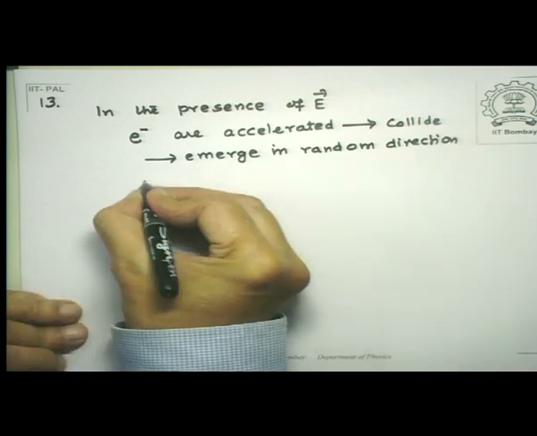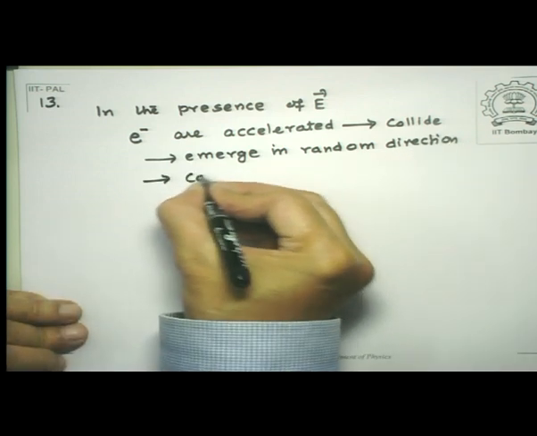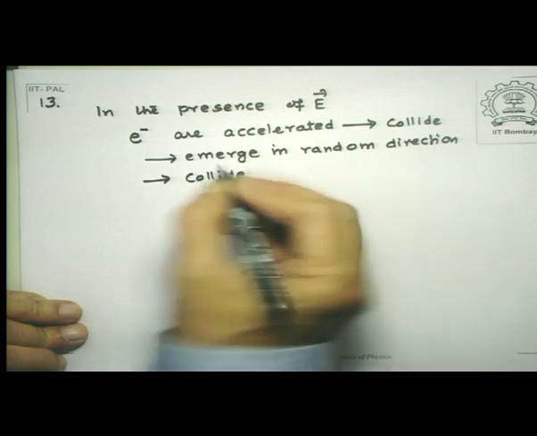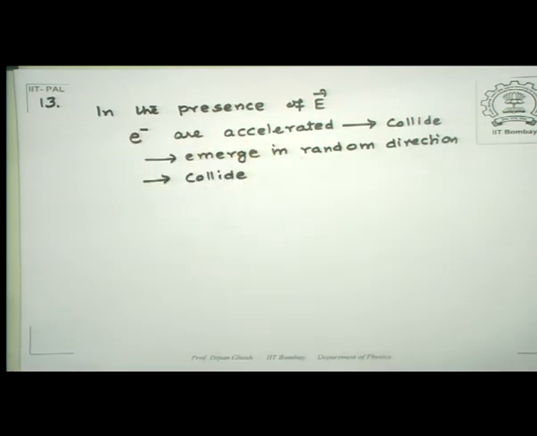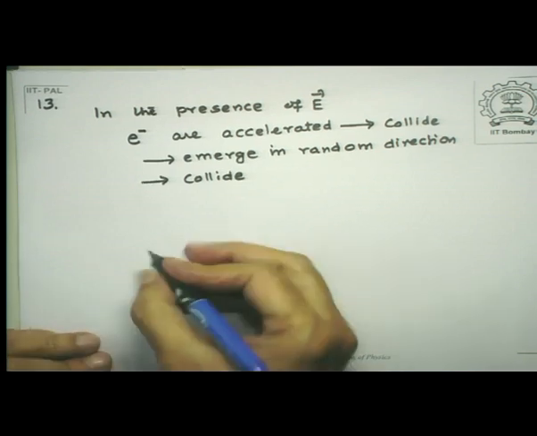Once again they would collide. So therefore this chain, acceleration, collision, acceleration, collision, goes on. Now what happens is this, so let me try to draw a typical picture. I will show the life of an electron over some time.